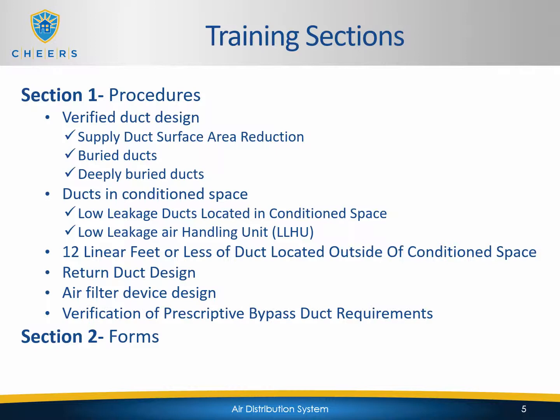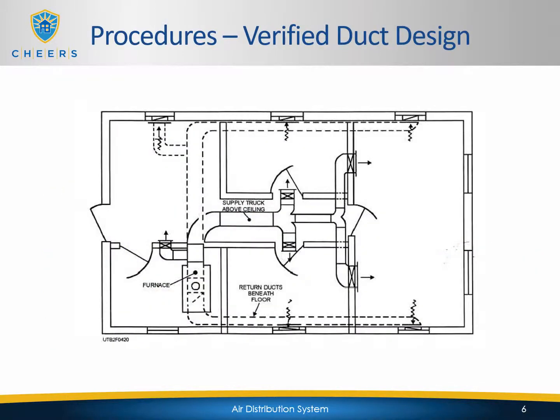So we're going to be talking about the procedures for verified duct design, ducts in conditioned space, 12 linear feet or less of duct located outside of conditioned space, return duct design, air filter device design, and the verification of prescriptive bypass duct requirements, and obviously the applicable forms that go with those inspections. So verified duct design, all the items that we're going to be talking about, except for the bypass ducts in this particular PowerPoint, are performance measures.